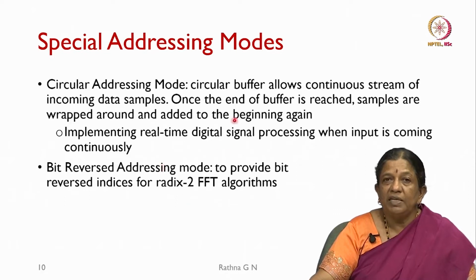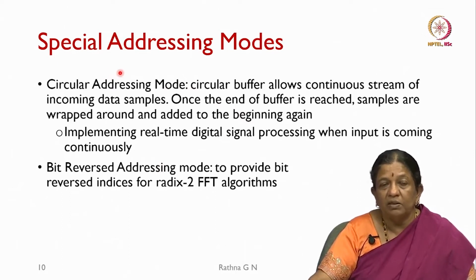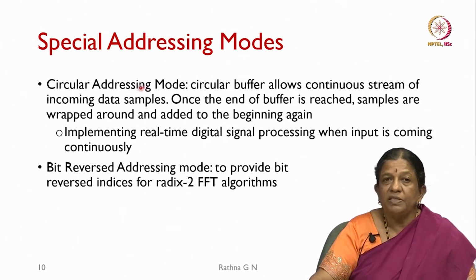And coming to special addressing modes, as I am telling, these are the ones which set digital signal processors apart from normal processors. The first one is the circular addressing mode. Here, a circular buffer allows a continuous stream of incoming data samples. Once the end of the buffer is reached, samples are wrapped around and added to the beginning again. This is required for real time implementation in a DSP processor. So, we know that the input is coming continuously.